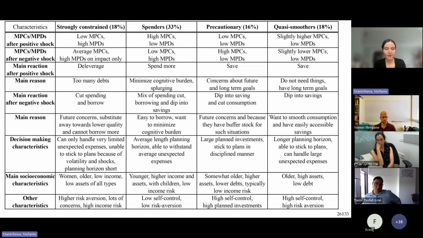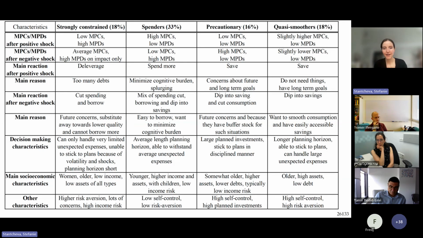Often we ask them a lot about their decision-making characteristics, like at what horizon they plan, how they plan, and they report typically that they can handle only very limited unexpected expenses. They're often unable to stick to plans because of volatility and shocks, and they typically have a very short planning horizon, in terms of weeks at most up to a month. So no really long-term planning or goals. They tend to actually have a lot of concerns, high income risk, high income volatility.